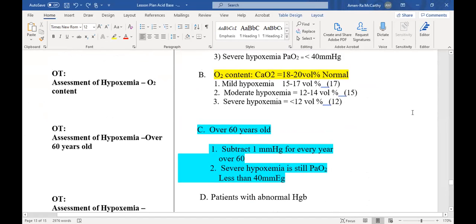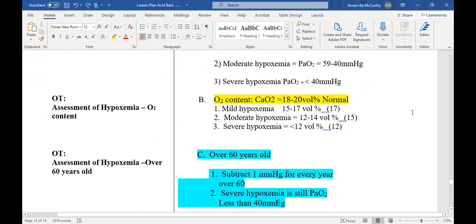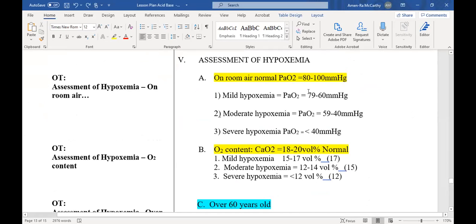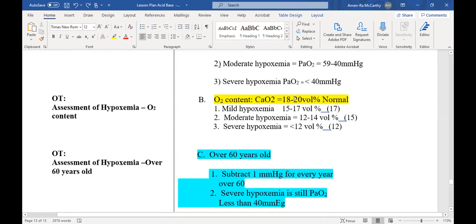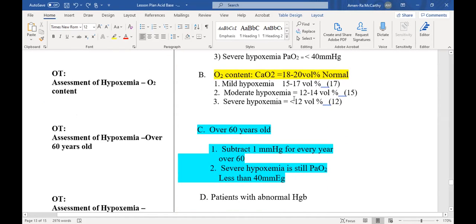We talked about how this determines hypoxemia with a PaO2 of 79 to 60 is mild hypoxemia, and 59 to 40 is moderate, and severe is less than 40. Okay, that doesn't change. When it comes to total O2 content, 18 to 20 volumes percent is normal. So when you get to 17 to 15, that's mild. 14 to 12 is moderate, and less than 12 volumes percent is severe.